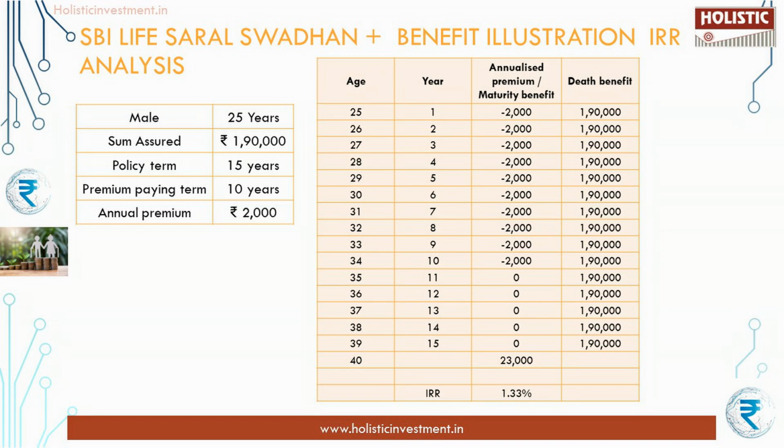Term plans do not accumulate any cash value or provide a saving component. They are designed purely for providing financial protection in case of the insured person's death. On the other hand, traditional insurance policies offer both life cover and a savings or investment component that grows over the policy's duration. This SBI Life Saral Swadhan Plus does not offer any cash value, but it just returns your premium.